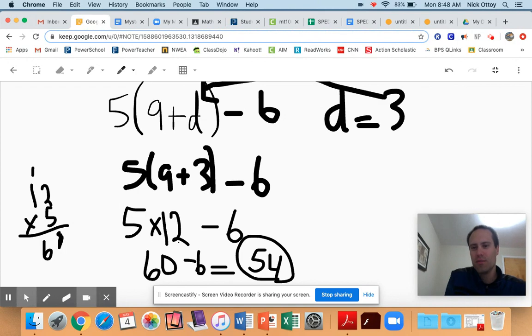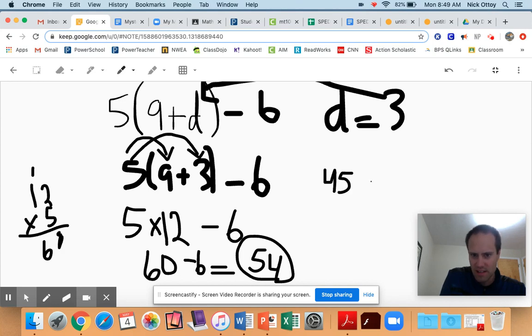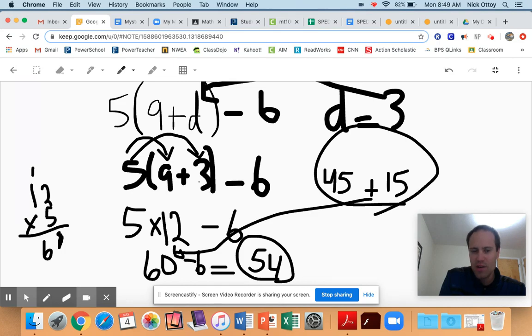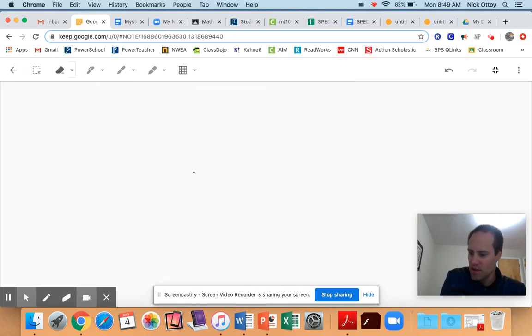Now, if you didn't want to do the parentheses first, you could also do something called the distributive property, which we've learned and talked about. You would do 5 times 9, okay, which is 45. And then you would do 5 times 3, which is 15. So if you add those two together, guess what? You also get 60. So you can do it either way. You can multiply these two and add them. This seems like a longer step, or you can do the parentheses first and then times it by this number. Okay, that's another example. Let's try one more.